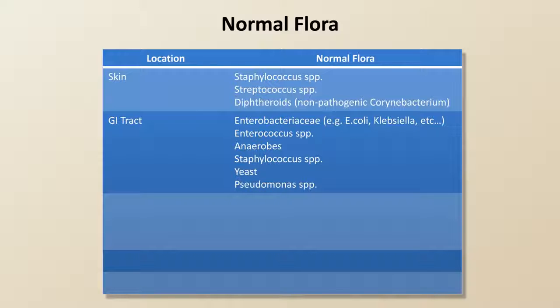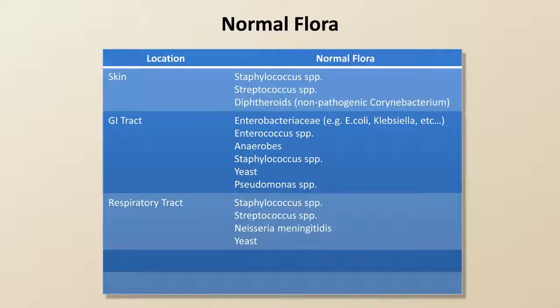Other organisms which may be part of an individual's normal flora in the GI tract include staph species, yeast, and Pseudomonas. Within the respiratory tract, various staph and strep species are common, as is Neisseria meningitidis. That's right, the bacteria responsible for meningitis outbreaks. Yeast is also common in the respiratory tract.